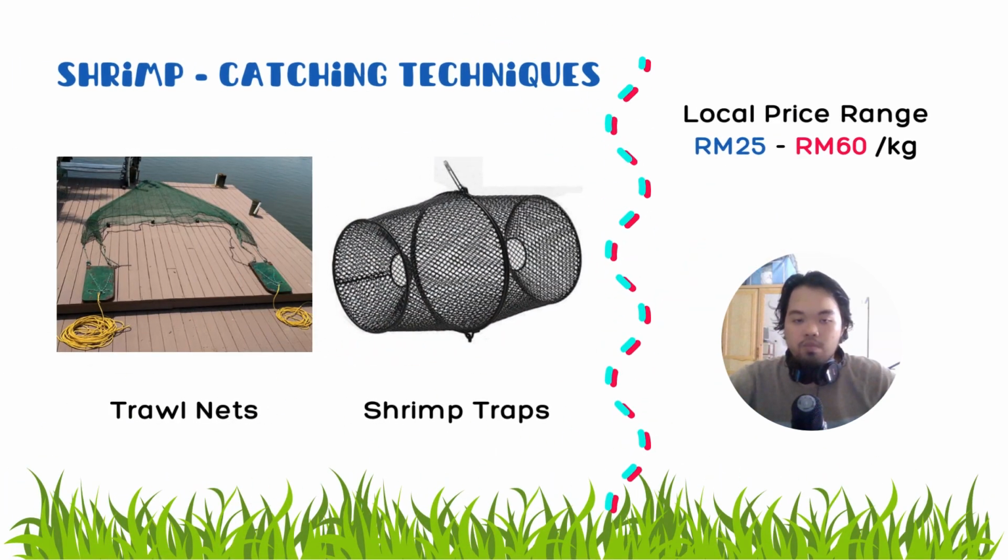Next is the shrimp catching techniques. There are a lot of catching techniques available to catch shrimps, but the two commonly used are trawl nets and shrimp traps. Trawl nets are used industrially in the ocean, where they catch a lot of shrimps and some other marine wildlife, while shrimp traps are used recreationally, where they catch a little bit of shrimp for a family in coastal areas and shallow areas. In the market, the local price ranges from 25 to 60 ringgits per kilogram.